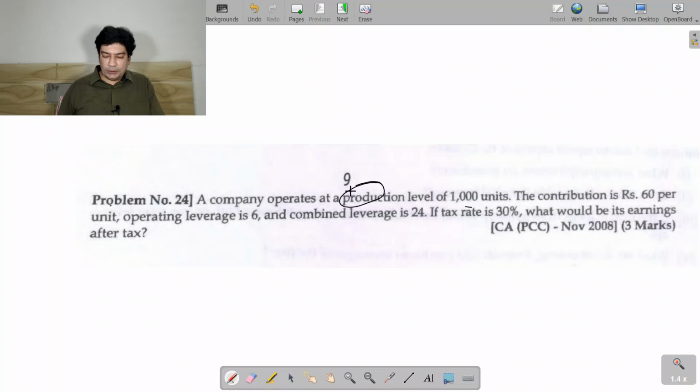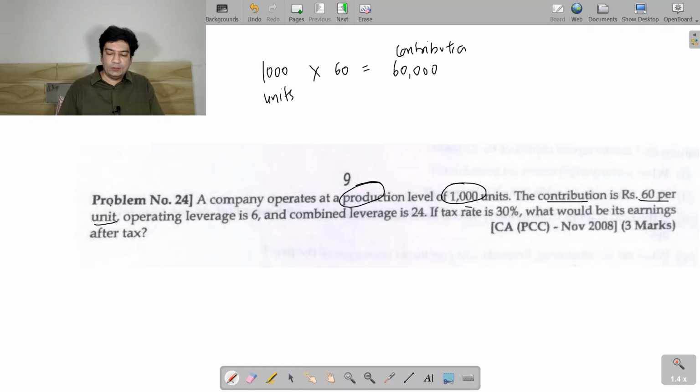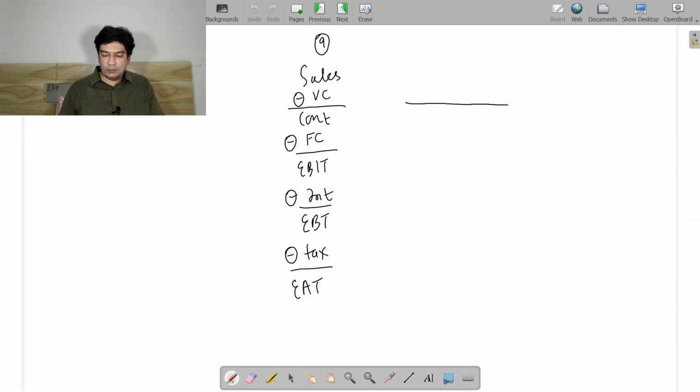Now the production level is 1000 units, and the contribution is 60 per unit. So if I multiply 60 per unit, I will be getting a total contribution of 60,000 rupees. So this I will be putting here, 60,000 as my total contribution.